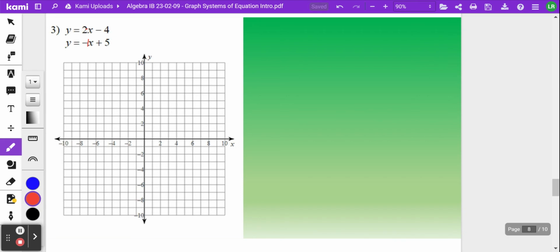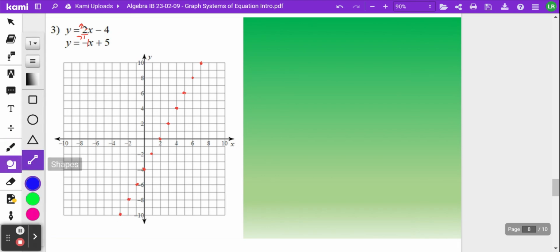Okay, so y-intercept is -4, down 4. Slope is 2/1. It's positive, so up 2, right 1. Up 2, right 1, and I keep doing it over and over. Boom. Okay. Make my line.